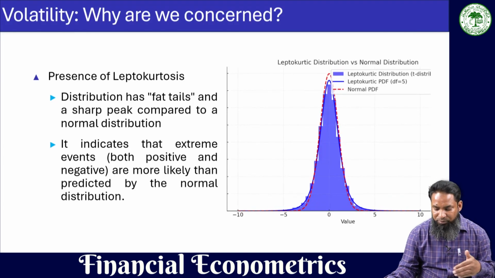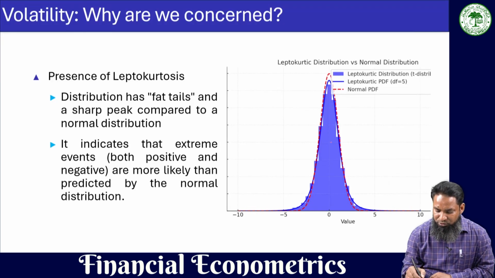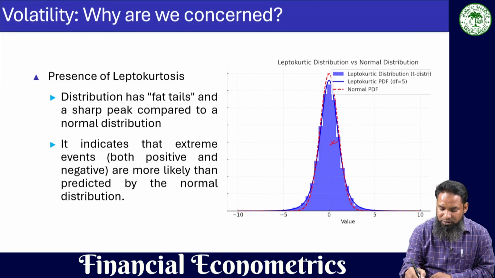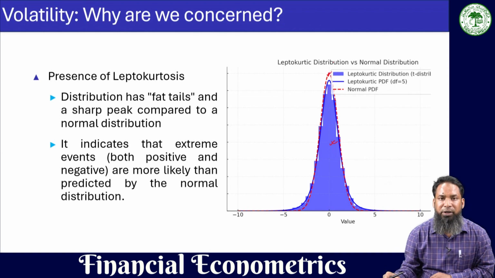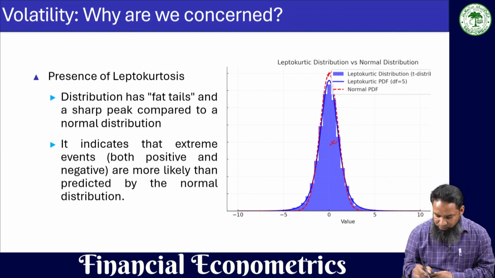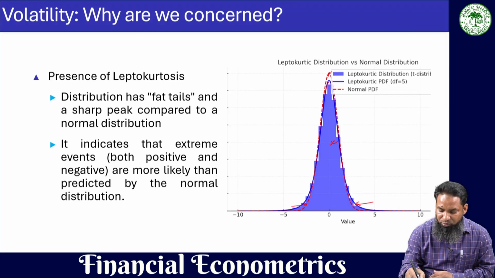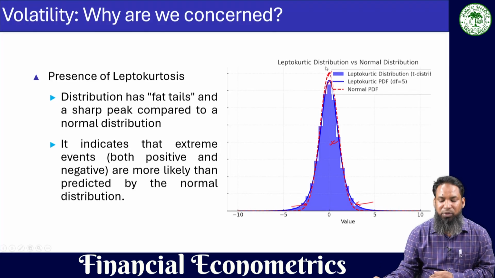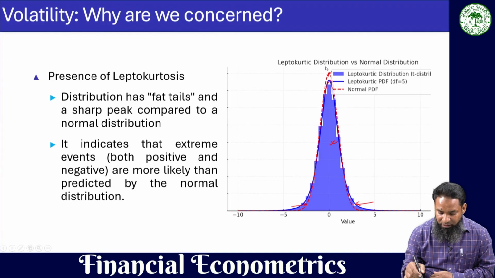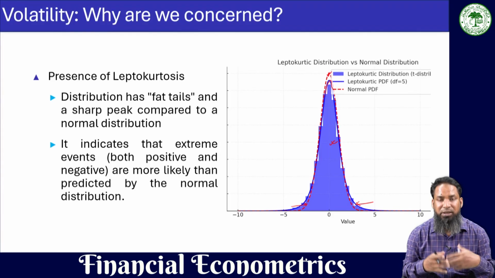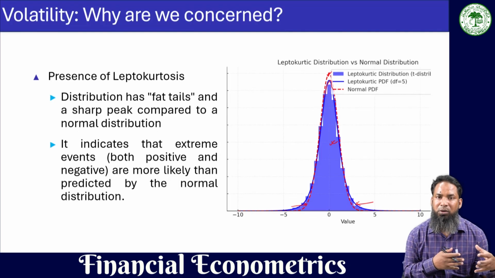For example, we can observe this graph here. This part shows a leptokurtic distribution, whereas this red dotted line shows a normal distribution. Here we can observe the fat tails compared to the normal distribution, and also a sharper peak. If we have this, then in such cases we will not be able to use the linear models or the previously discussed models, which assume that the variance of the error terms is normally distributed.